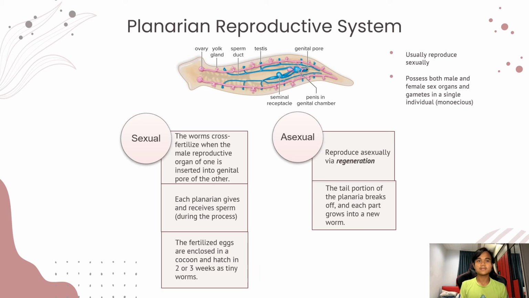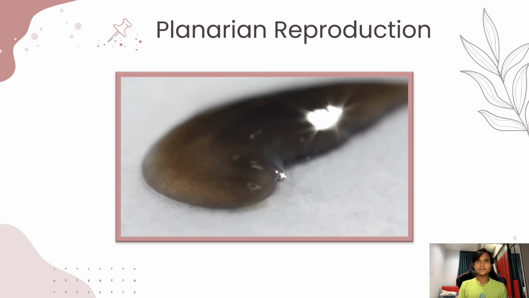If the process succeeds, the fertilized eggs are enclosed in a cocoon and hatch in 2 or 3 weeks as tiny worms. The planarian also reproduces asexually via regeneration. For example, when the tail portion of the planaria breaks off, each part grows into a new worm. So let us see how a planarian reproduces.